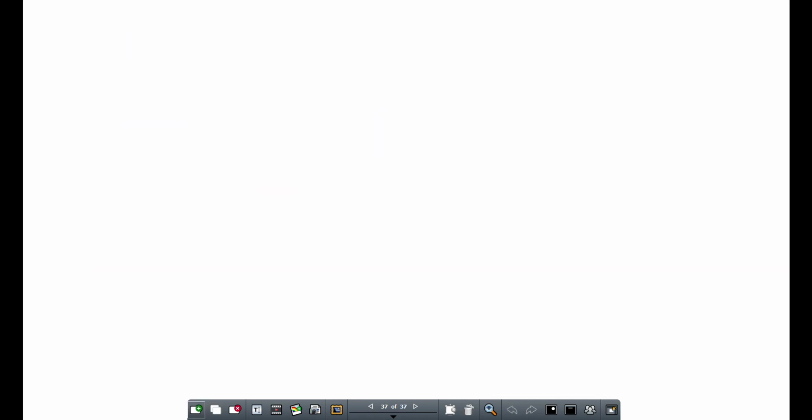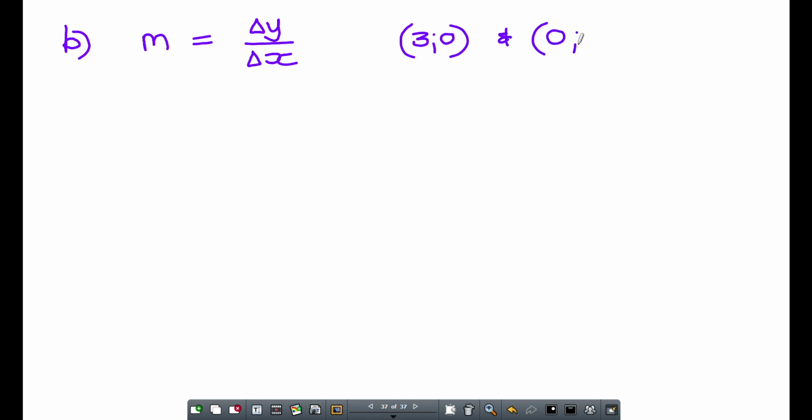Okay, right. At B, remember that gradient is difference in y over difference in x. Right, what are my two coordinates? What was the x-intercept? 3 and 0. 0 and 6. Okay, so can you see that I've got two coordinates?